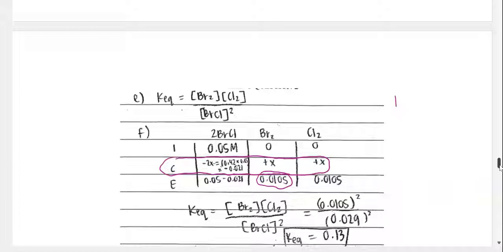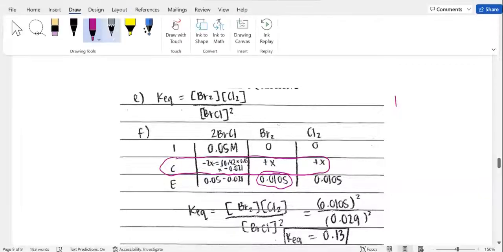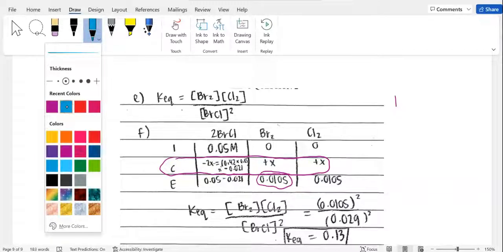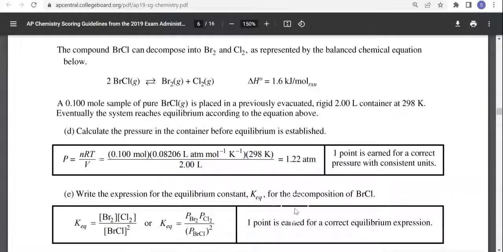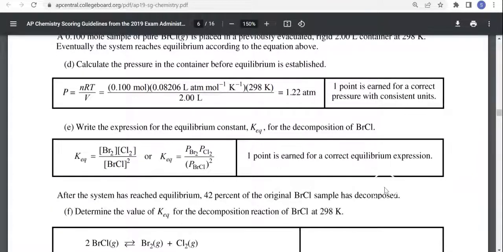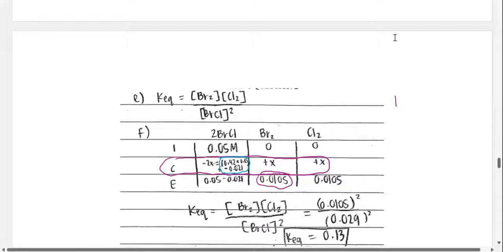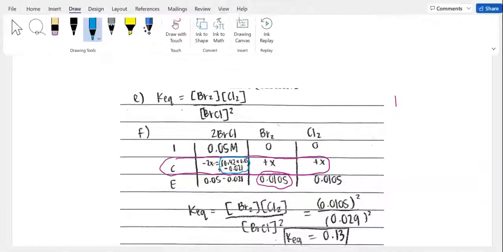And again, they're showing this to illustrate where the 0.021 is coming from. It's 42% of the initial concentration, because the question mentioned that 42% of the original sample has decomposed. Okay, so I slightly prefer the way that they are showing that.